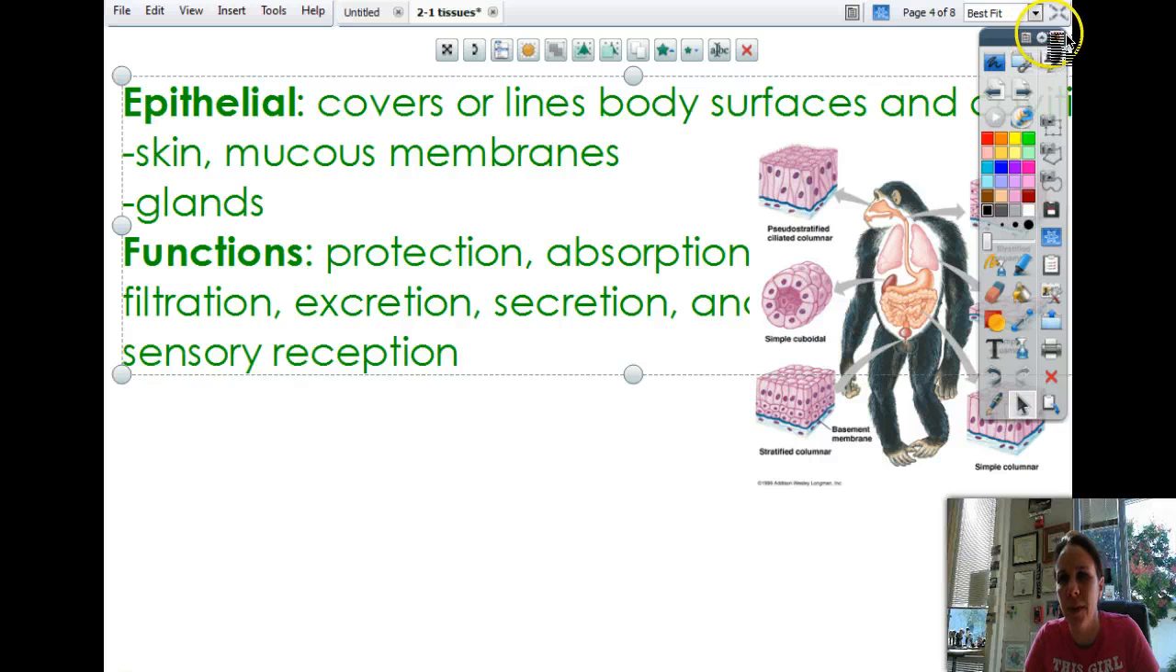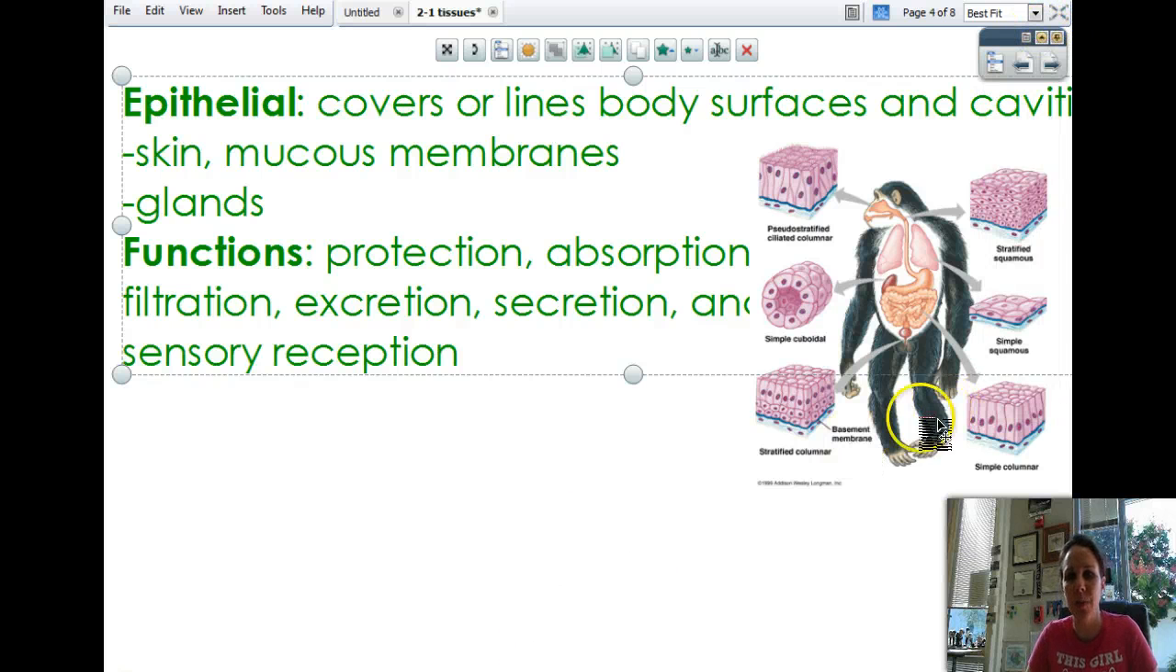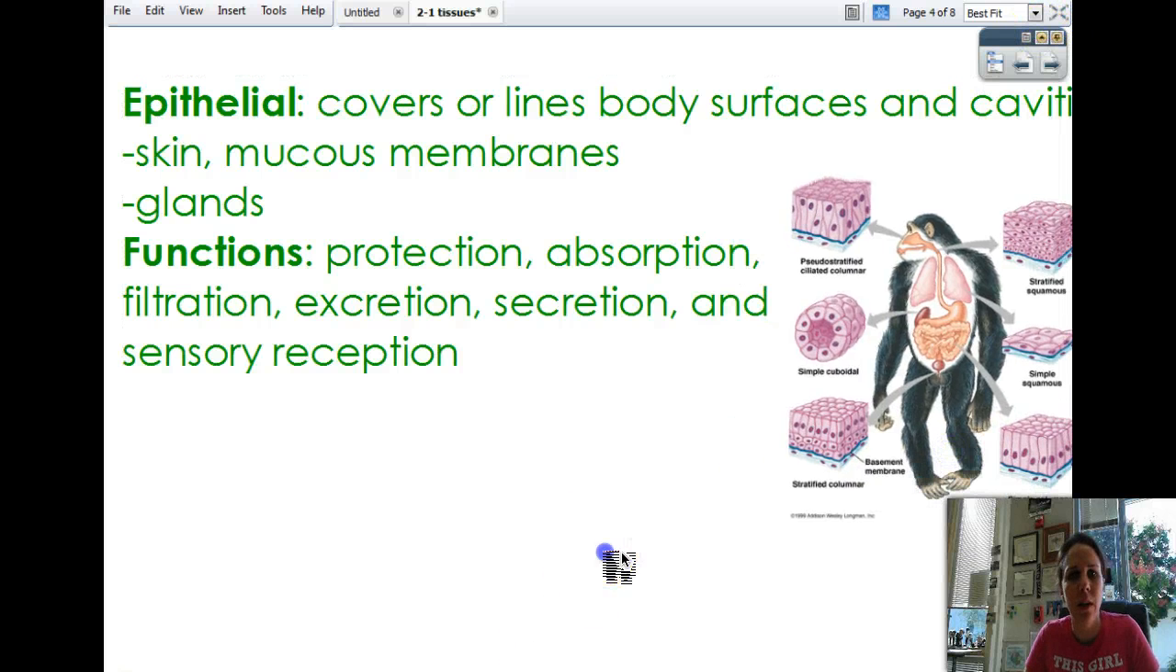Sorry about that. Alright, epithelial, like we said, lines or covers different body cavities or the outsides of your body. So, epithelial covers and lines body surfaces and cavities, such as skin and mucous membranes. Mucous membranes don't necessarily make mucus, it just means that they're soft and moist. So, like inside your nose, inside your mouth.